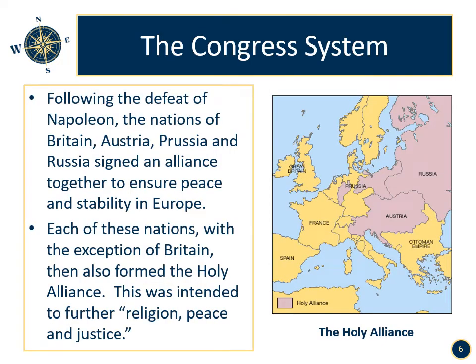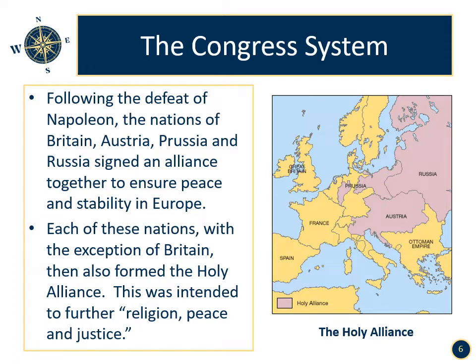The Congress system. Following the defeat of Napoleon, the nations of Britain, Austria, Prussia, and Russia signed an alliance together to ensure peace and stability in Europe. Each of these nations, with the exception of Britain, then also formed the Holy Alliance. This was intended to further religion, peace, and justice. By 1818, they agreed to end the occupation of France.